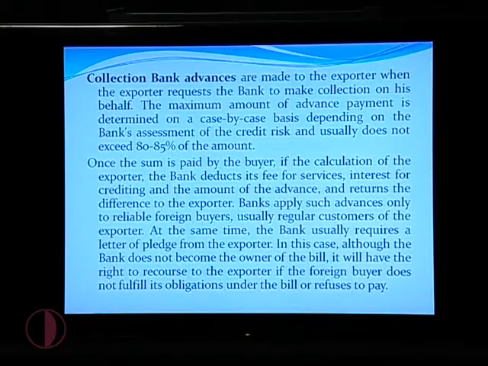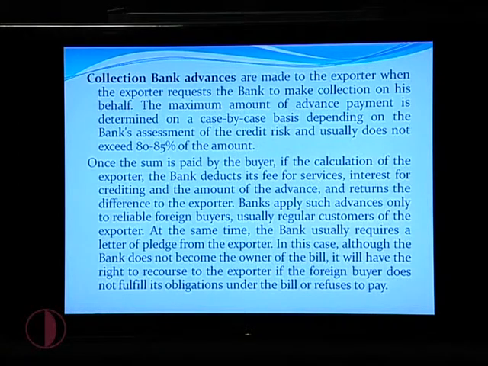Collection bank advances are made to the exporter when the exporter requests the bank to make collection on his behalf. The maximum amount of advance payment is determined on a case-by-case basis, depending on the bank's assessment of the credit risk, and usually does not exceed 80–85% of the amount. Once the sum is paid by the buyer, the bank deducts its fee for services, interest for crediting, and the amount of the advance, and returns the difference to the exporter. Banks apply such advances only to reliable foreign buyers, usually regular customers of the exporter.